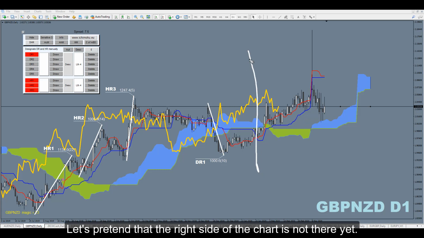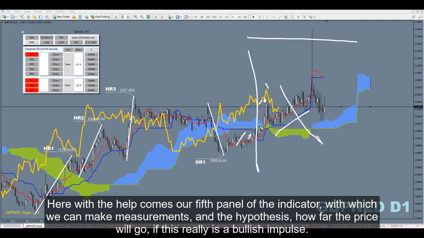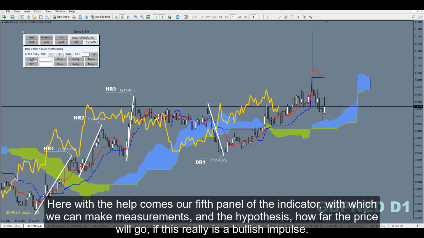Let's pretend that the right side of the chart is not there yet. We can make a hypothesis that it is a bullish impulse after the break of the Kinko line. Here comes to help our fifth panel of the indicator, with which we can make measurements and the hypothesis of how far the price will go, if this really is a bullish impulse.